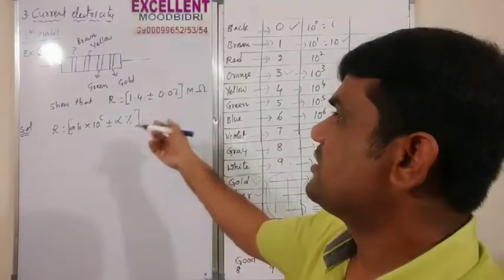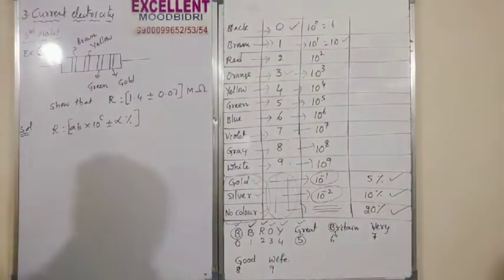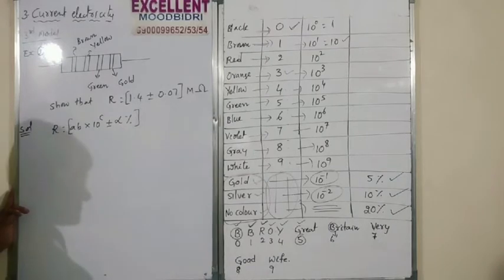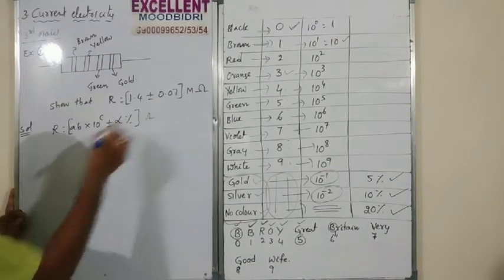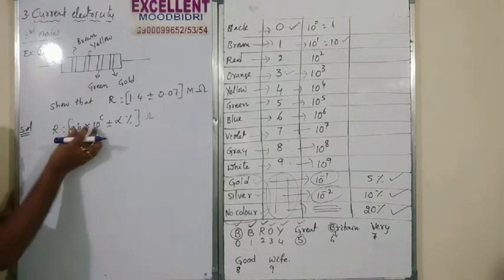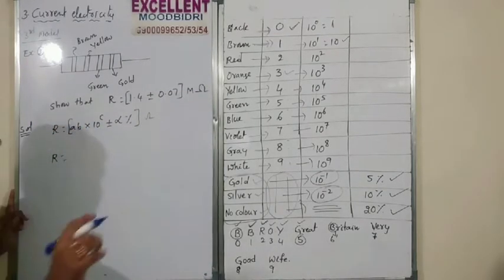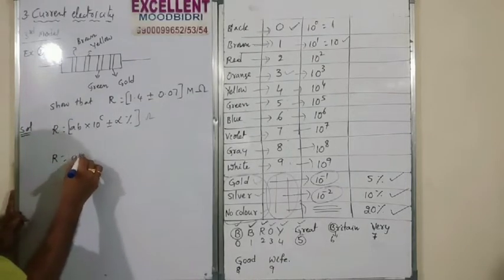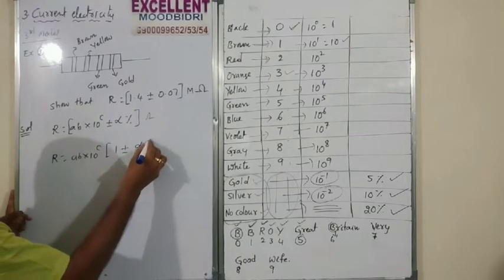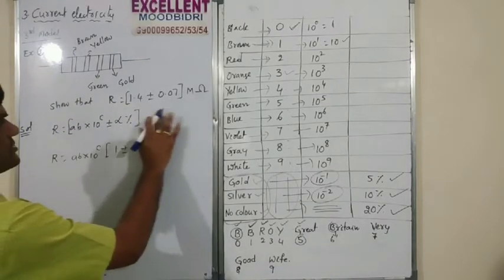Right? So for such type of question, how can we follow? The same procedure only. So first, the formula. What is the formula? R is equal to A B into 10 power C plus or minus alpha percentage ohm. Then R is equal to, here, A B into 10 power C taken common. That is the most important part here. So A B into 10 power C taken common, what will come here? 1 plus or minus alpha percentage. Are you clear? So ohm is as usual.